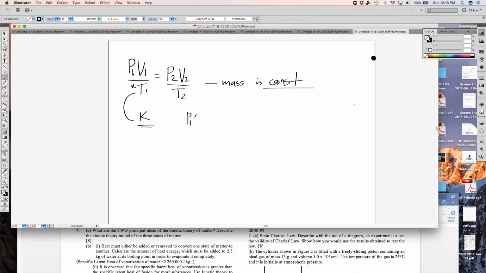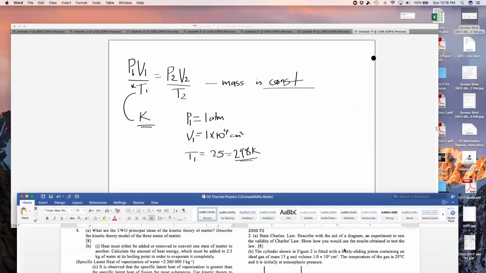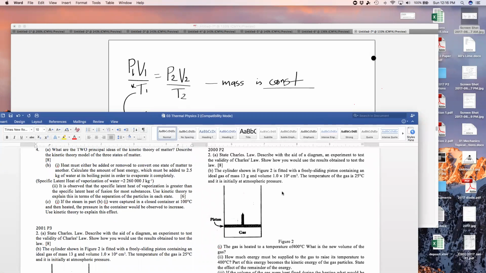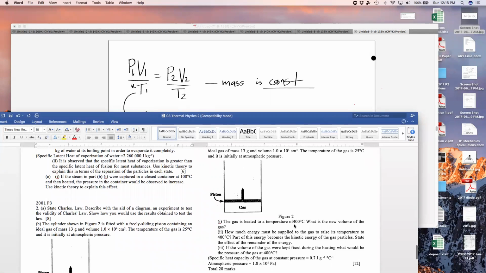P1 is equal to 1 atmosphere. V1 is 1 by 10 to the 4, and that's cm cubed. And T1 is given as 25 degrees Celsius, but we must convert this to Kelvin, which is 298 Kelvin. We have to use it in Kelvin. So we have the initial information here. The gas is heated to a temperature of 400. What is the new volume of the gas?